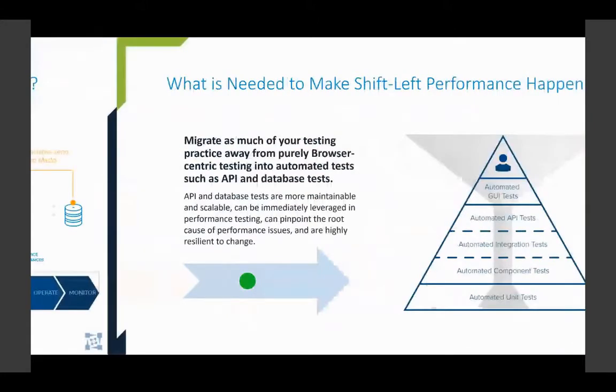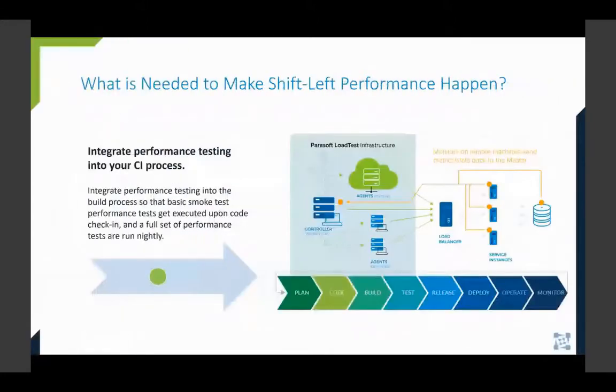And lastly, you need a tool that integrates performance testing into your continuous integration process, so that as the developer checks in their code, the CI process kicks off, performing smoke tests or baseline sanity check tests. And then a more extensive battery of performance tests should run against the newly incorporated build on a nightly basis.